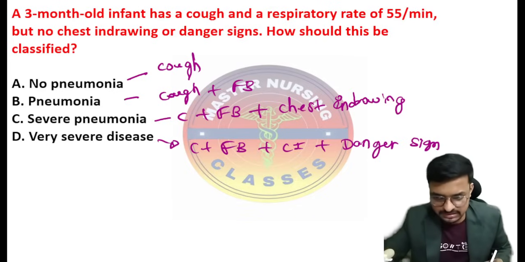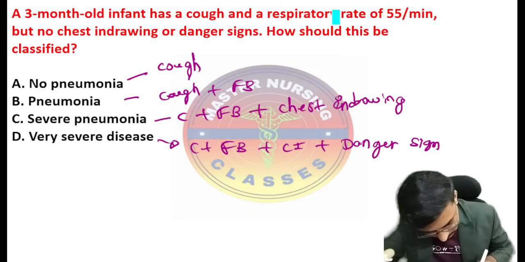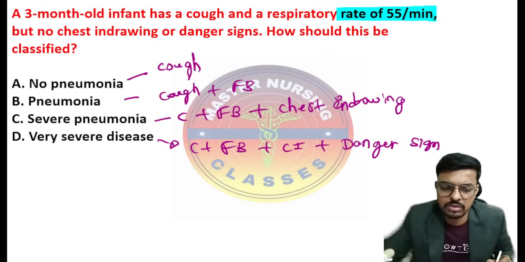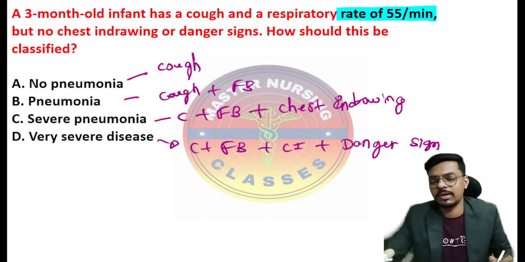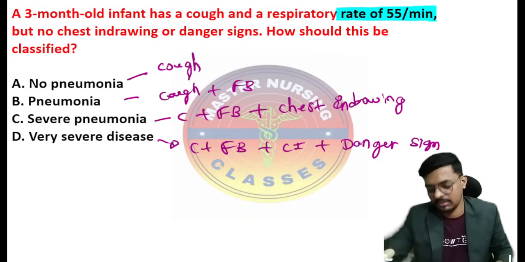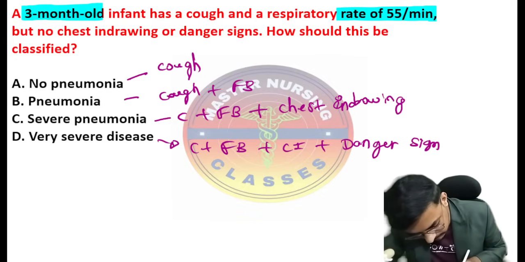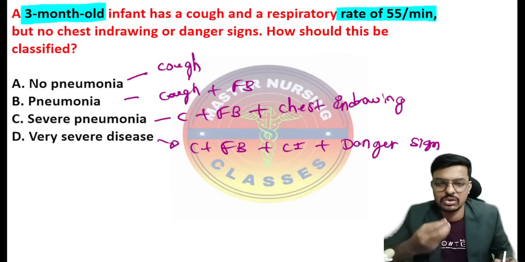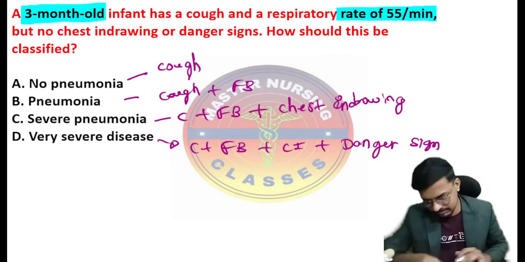In the question they have asked, there is 55 per minute. So now I am having the problem whether this is fast breathing or normal breathing, because the child's age is 3 months. Beta, for this also IMNCI has given guidelines for fast breathing. Do remember the guidelines of the IMNCI.